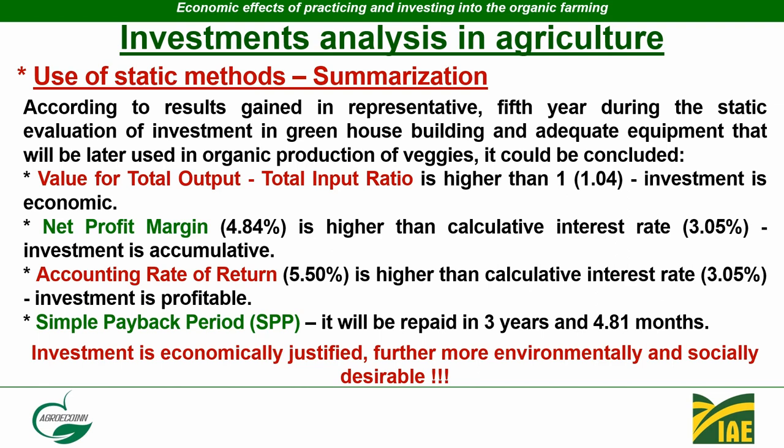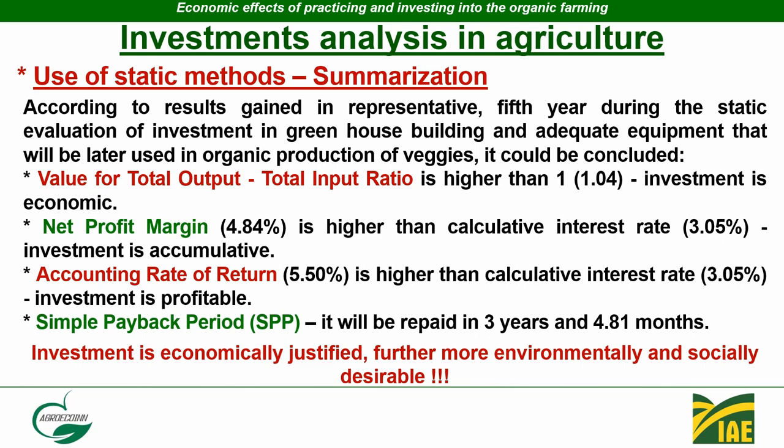Instead of conclusion, we could make a summary of results derived from the static evaluation of economic efficiency of investment in greenhouse building and purchasing of appropriate equipment used in organic production of vegetables that are gained in representative fifth year of investment exploitation. According to the obtained values of used assessment indicators, there are following findings. A. Value of the total output-total input ratio is higher than 1, precisely 1.04, meaning that investment is economic.